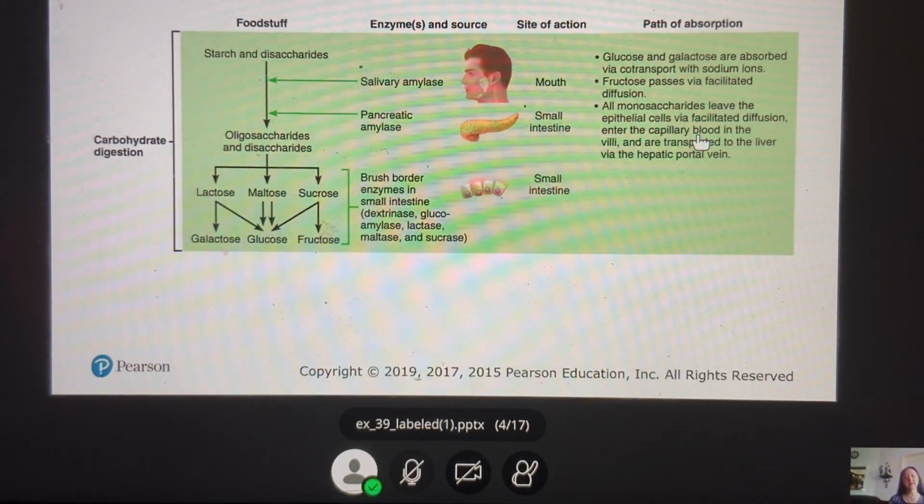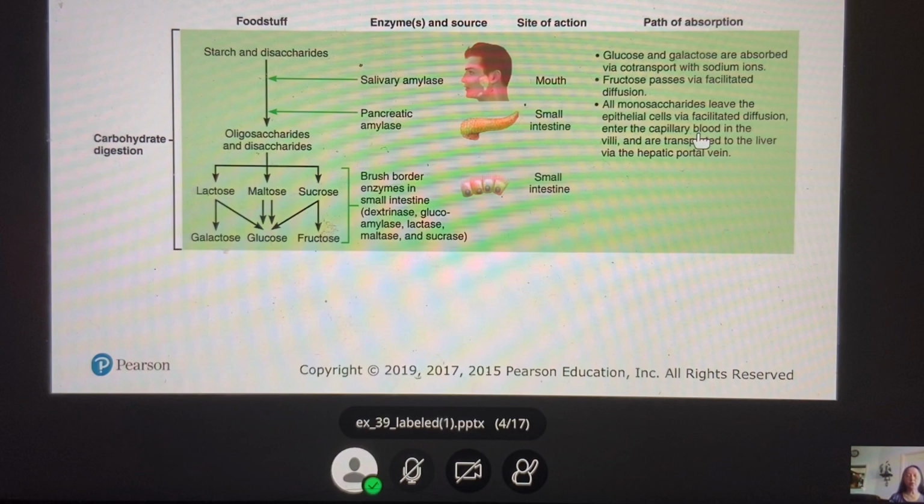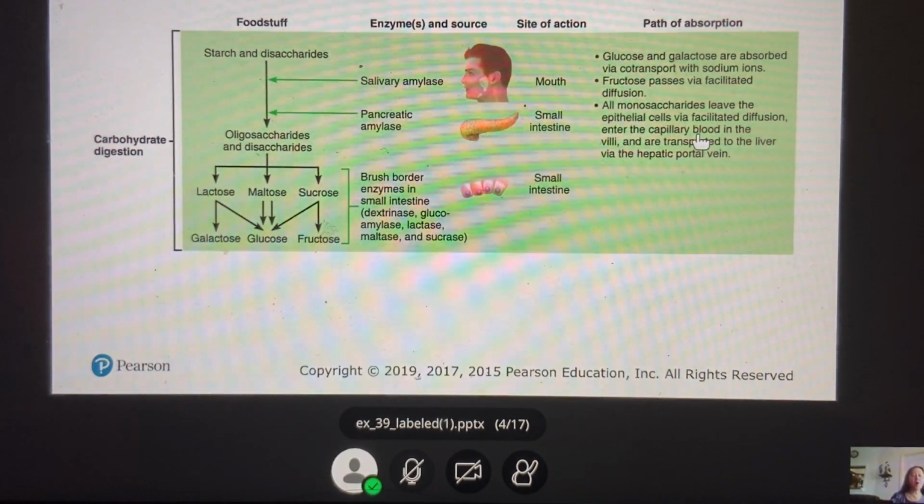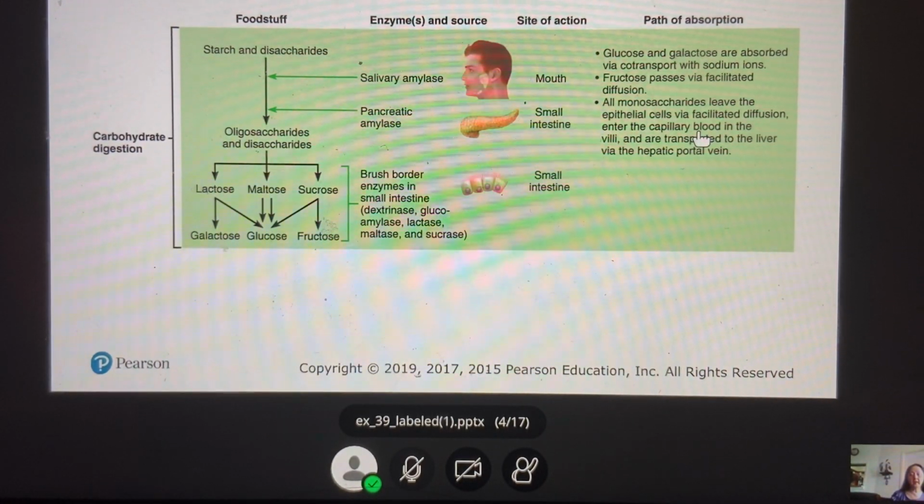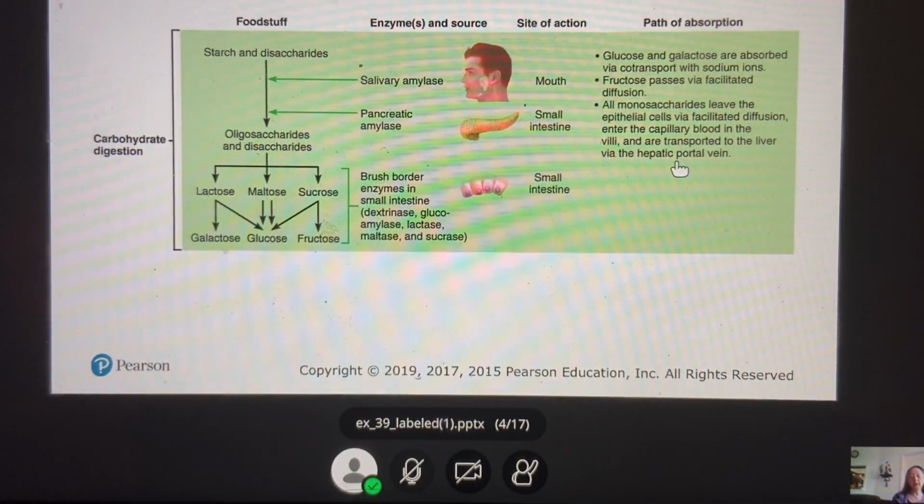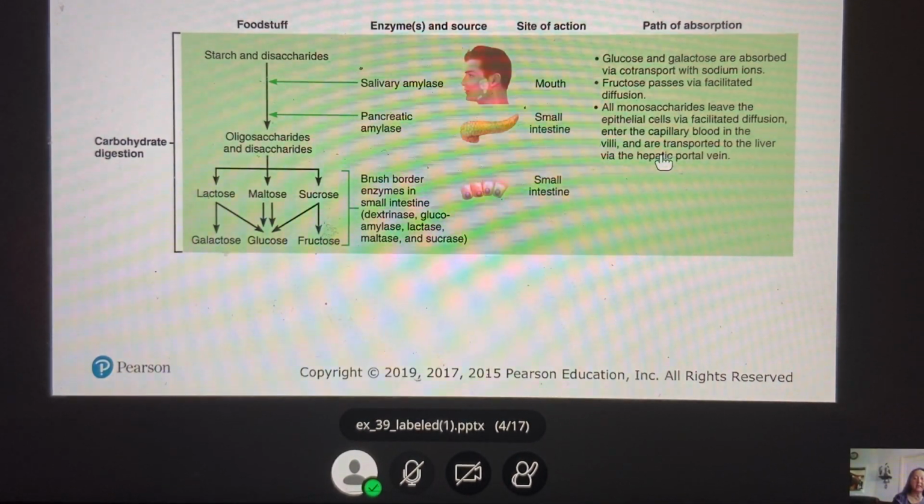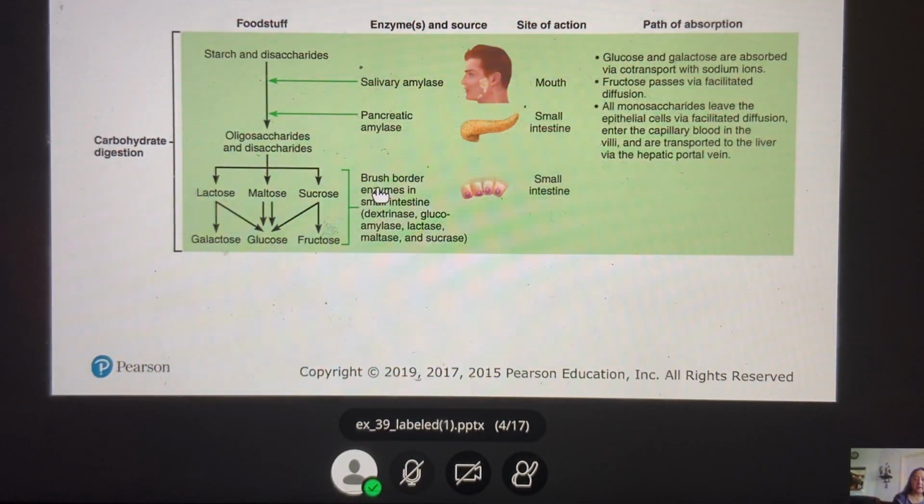That's why the liver is like the screener or the quality control. It detoxifies whatever is toxic in the food that we take in. This is through the hepatic portal vein. So that is what happens in the absorption in the small intestines.